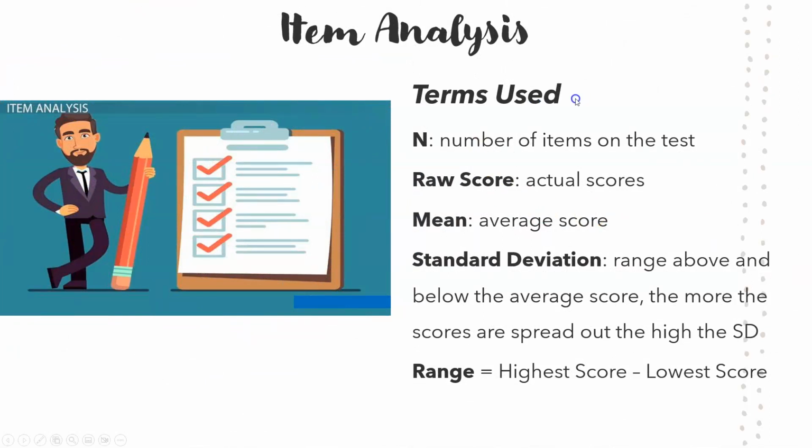Now, there are certain terms that we're going to find in item analysis, such as N for the number of items on the test, and a raw score, which is the actual score. So if you have 20 questions and people got 18 correct, then their raw score is 18. We haven't yet based it on 100%. The mean score is the average score. The standard deviation is the range above and below the average score. The more the scores are spread out, the higher the standard deviation. The range is the highest score minus the lowest score, and it's a measure of variability. Next, in part 2, we're going to be looking at a few test results and analyzing them.